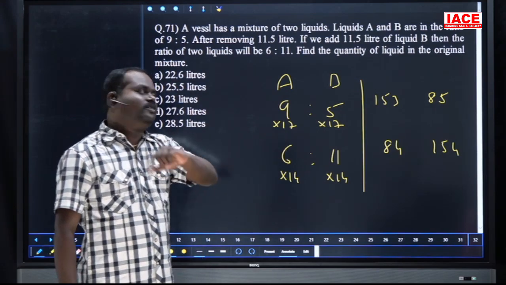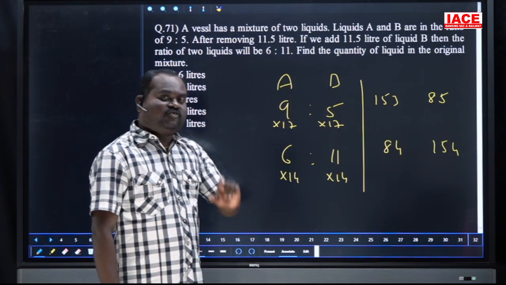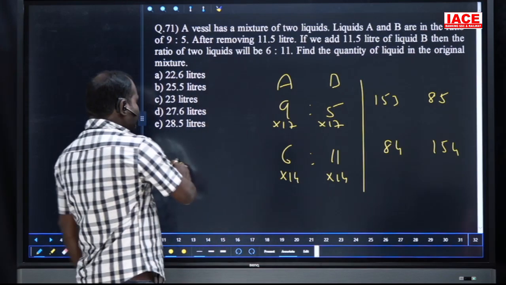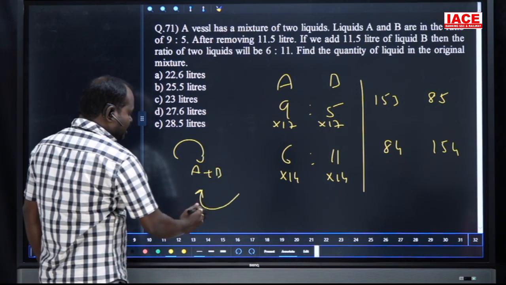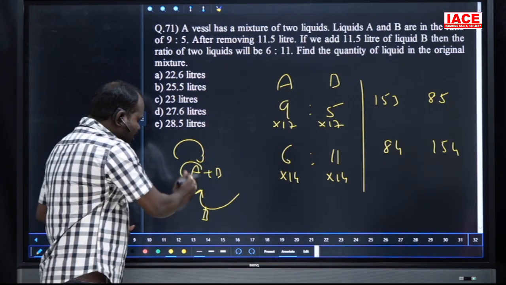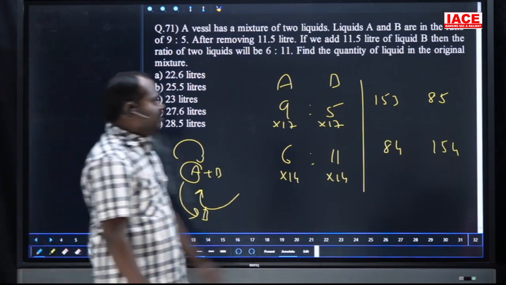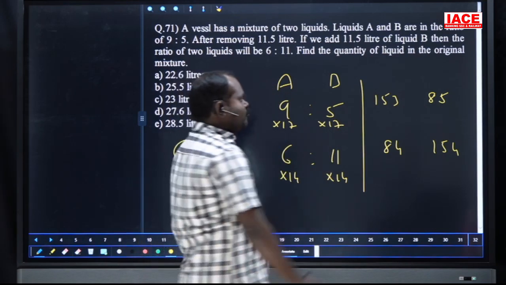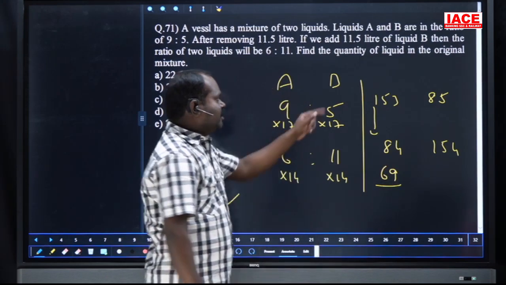While removing, both A and B are removed, but while adding, only B is added. That means the B that was removed has come back, and in place of the removed A, B has also come. So how much is that difference? The difference between 153 and 84 is 69 parts. So we got 69 parts out of 153.